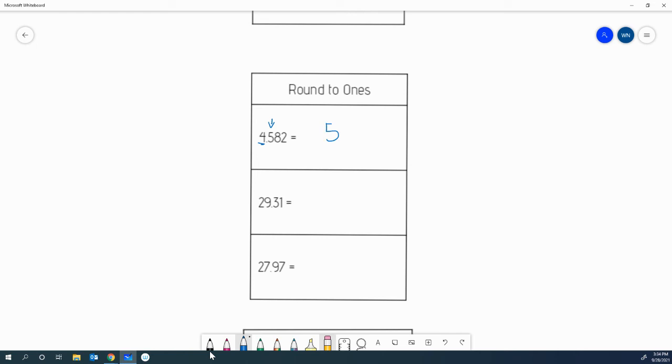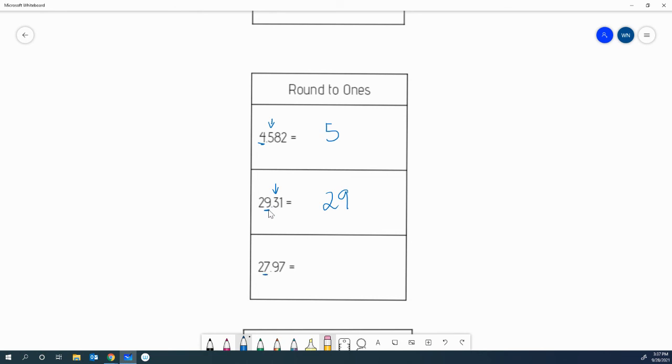Let's look at the next one. For this next one, all right, so we're going to round to the ones place. We're going to underline that ones place. We're going to draw an arrow over our tenths place. Look at that 3. That 3 says we should let it rest. So we're just going to bring over our 29. That's it. Go ahead and try this last one.